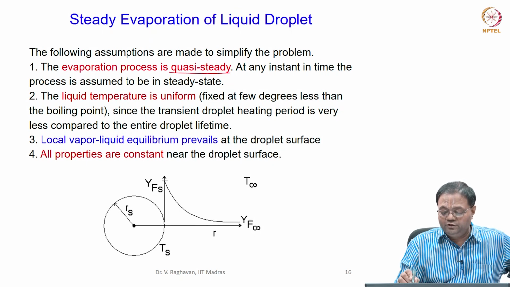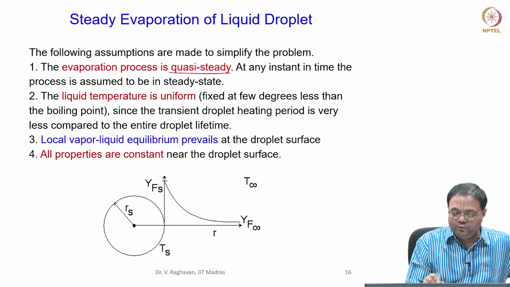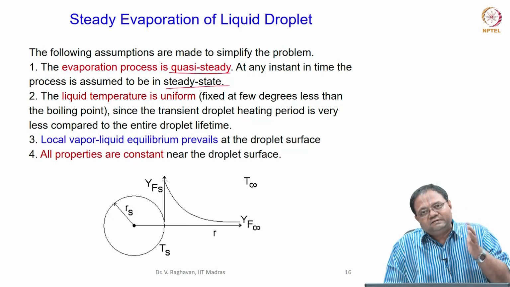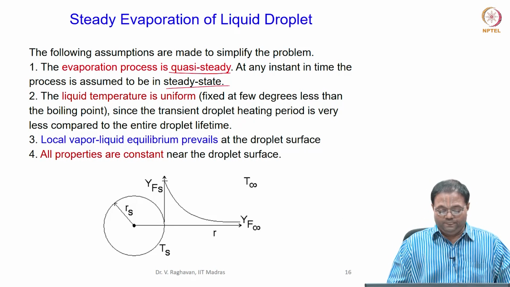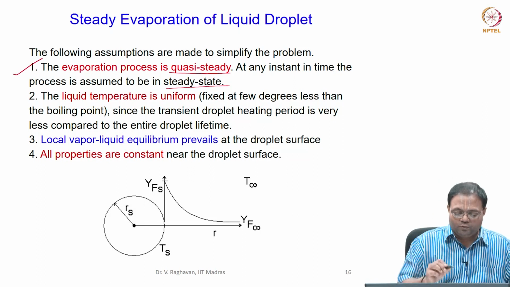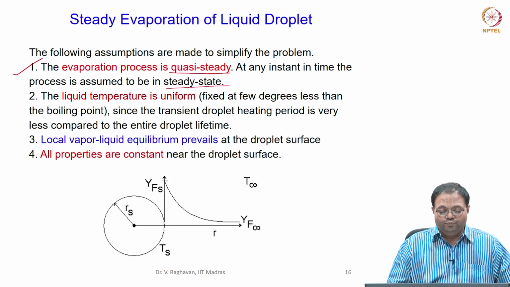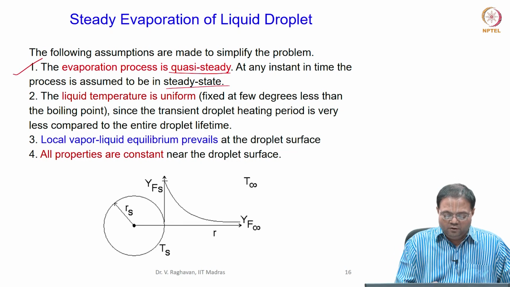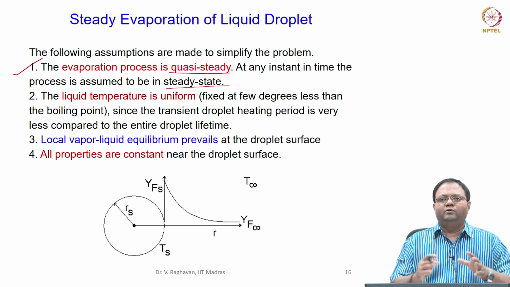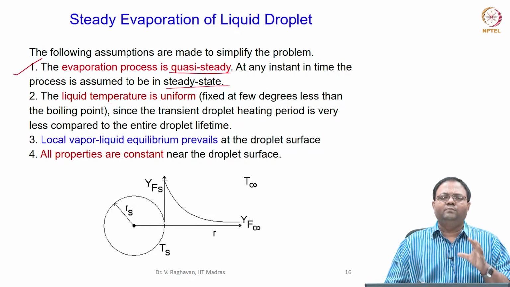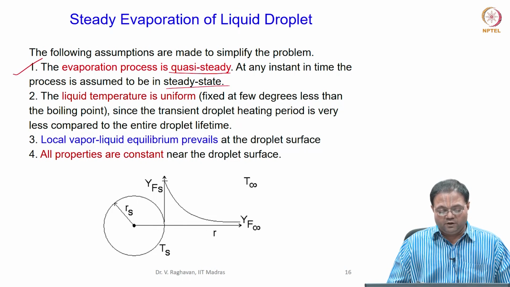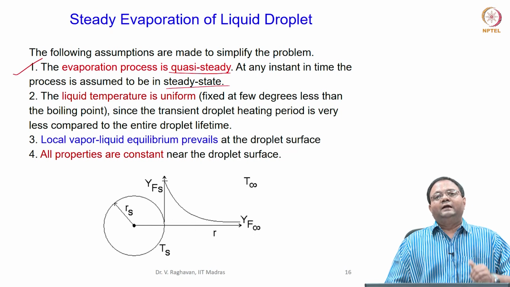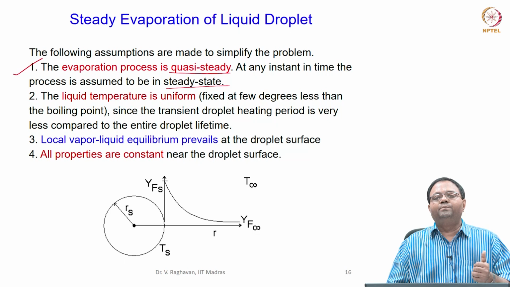At any instant in time, the process is assumed to be steady state. That is, the rate of vaporization calculated in some manner is steady. That is one of the important assumptions. How it is going to be steady, we will see. Now, the liquid temperature is uniform. Maybe the droplet diameter is not so huge, some finite smaller diameter, so that the liquid temperature is uniform, or it has gone through an initial period of heat up.